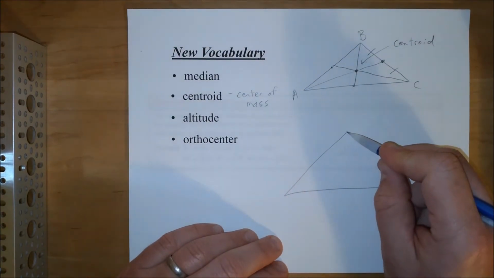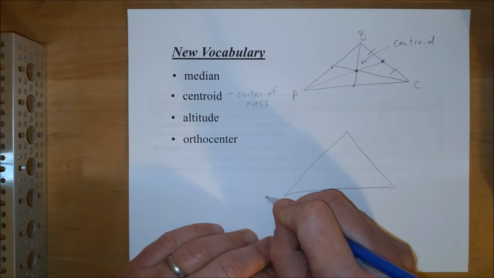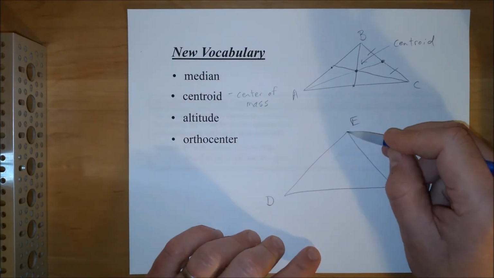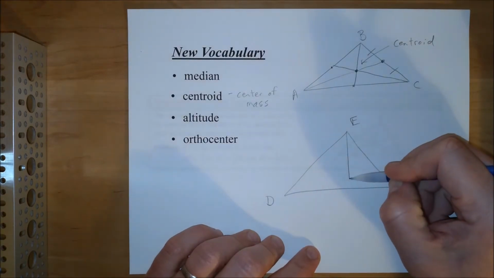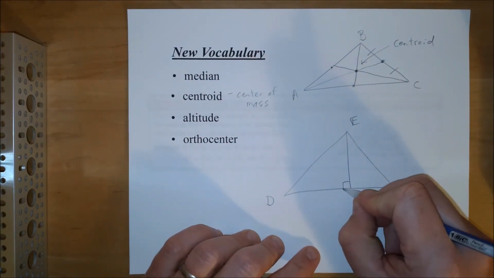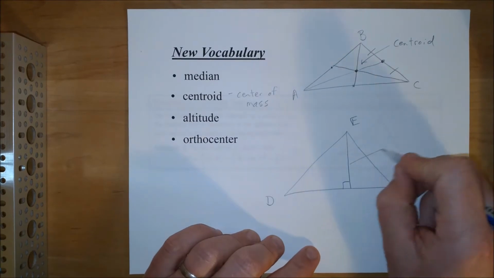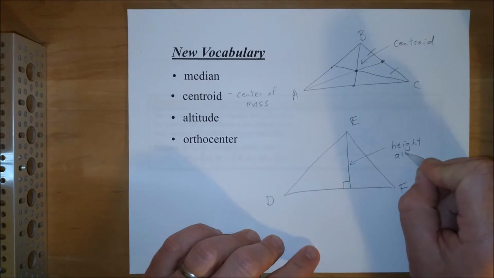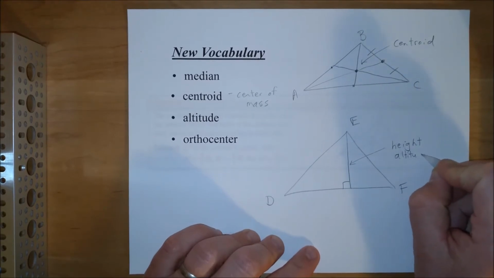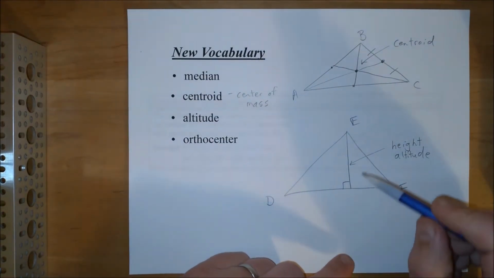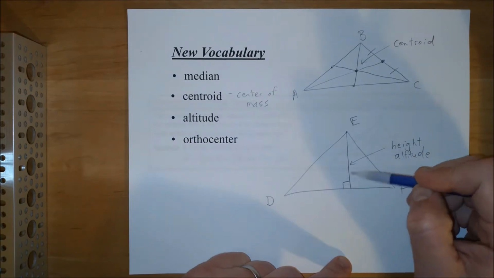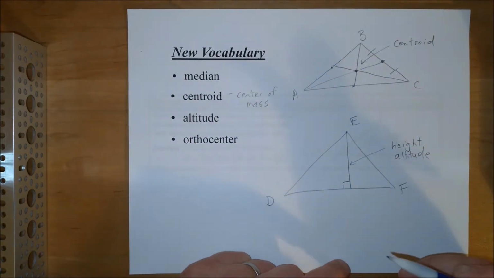Now we have another type of line here called an altitude. If I were to draw another triangle, let's call this DEF. An altitude is something you've been working with for a while, although you might have called it by something different. You might have called it the height. Or altitude. If we draw a line segment from a vertex in a triangle to the opposite side at a right angle, then we've drawn an altitude.